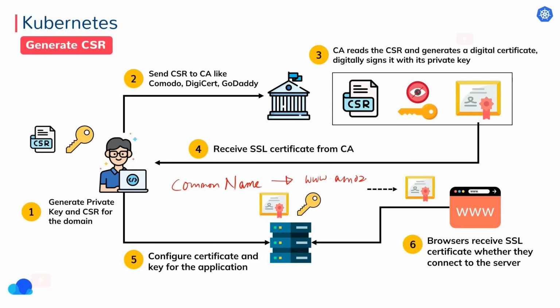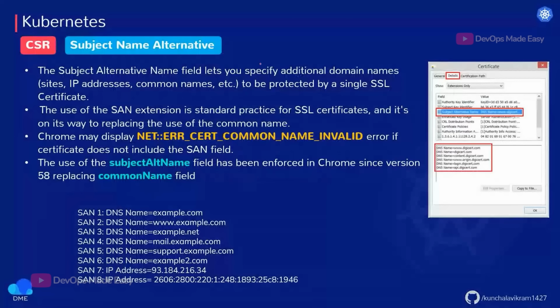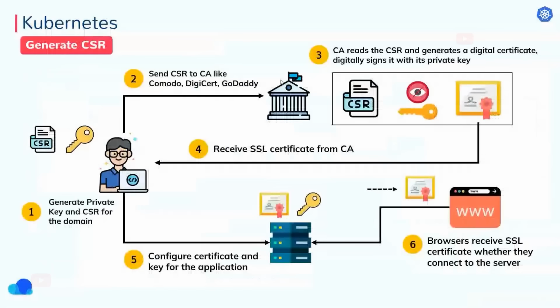This is called the common name, but this common name field is slowly being replaced with something known as subject alternative name, also known as SAN. If your certificate has the common name field, but does not include the SAN field, your browsers will not accept it. Chrome and other browsers have made it mandatory that both the common name and the subject alternative name be available in the certificate.